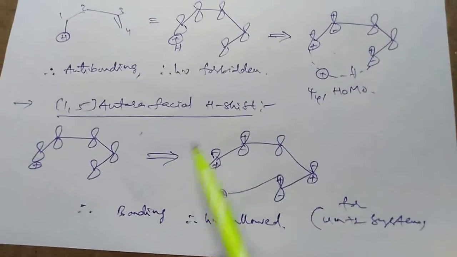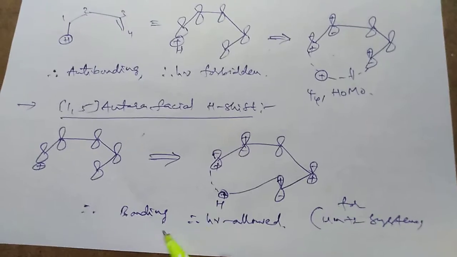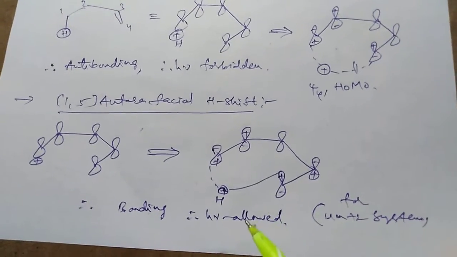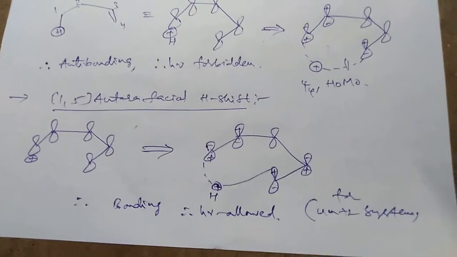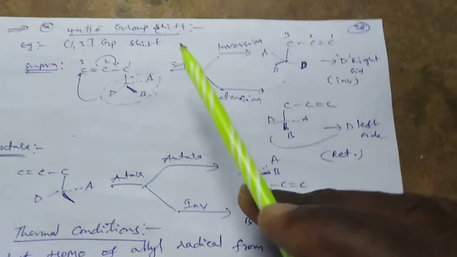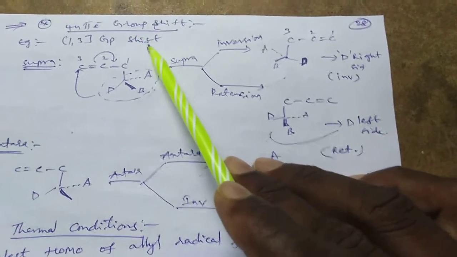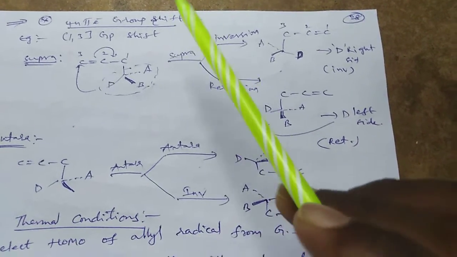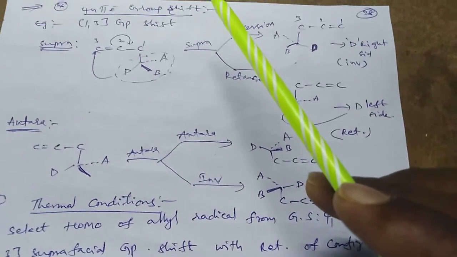In the 1,5 antarafacial hydrogen shift, the bonding interaction is developed between the hydrogen and carbon. Therefore, it is photochemically allowed for the 4n plus 2 system. Where a group is shifting from one position to another position is called a shift rearrangement.